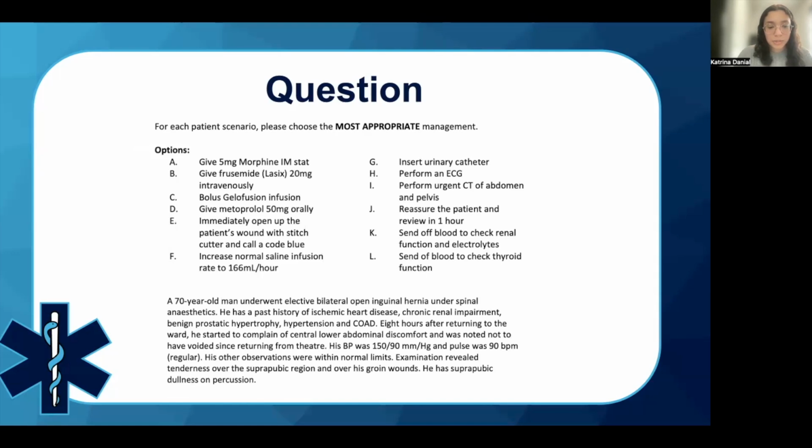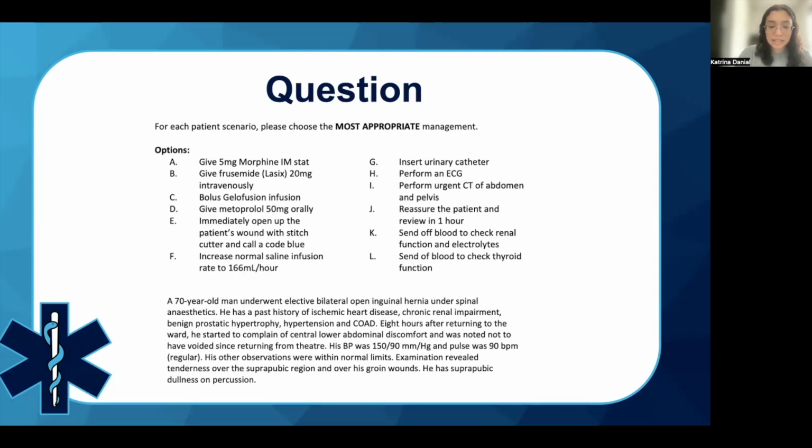Select the most appropriate management. A 70-year-old man underwent an elective bilateral open inguinal hernia repair, I'm guessing, under spinal. He has a history of ischemic heart disease, chronic renal impairment, BPH, hypertension, and COAD. 8 hours after returning to the ward, he started to complain of central lower abdominal discomfort and was noted not to have voided, so not to have urinated, since returning from theatre. His blood pressure was 150 on 90, his pulse was 90. His other observations are within normal limits.